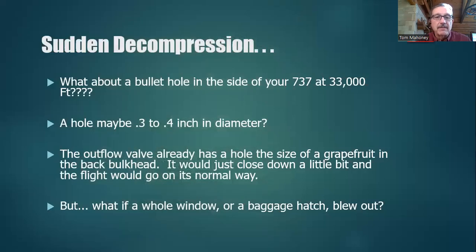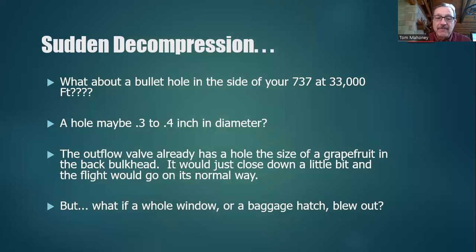Sudden decompression. What about a bullet hole in the side of your 737 at 33,000 feet? Is that going to make much of a difference? Yeah, we'll talk about it. A hole may be 0.3 to 0.4 inches in diameter. Probably not going to be a problem. The outflow valve at the back of the aircraft on the bulkhead is just going to squeeze down a little bit more, to make sure that pressurization can be maintained.